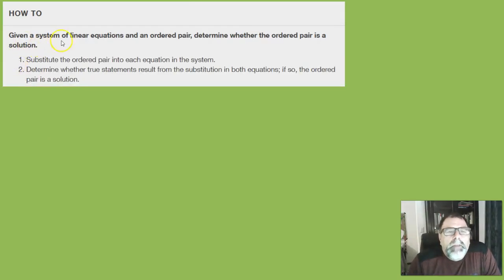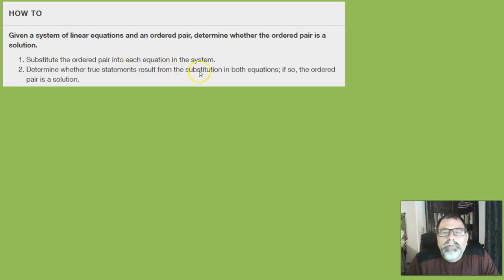Given a system of linear equations and an ordered pair, determine whether the ordered pair is a solution. The technique is you're just going to substitute the ordered pair into each equation separately, work them out, and determine whether the statements are true.